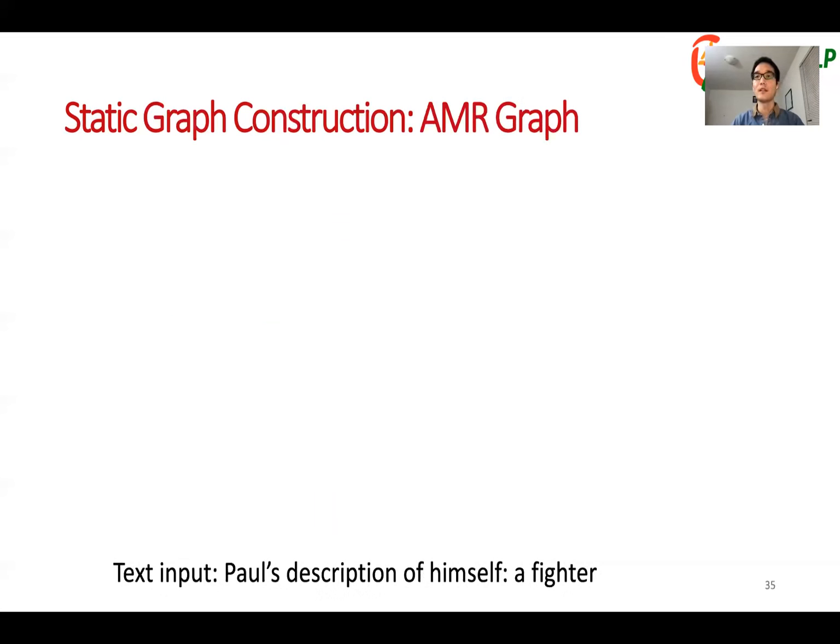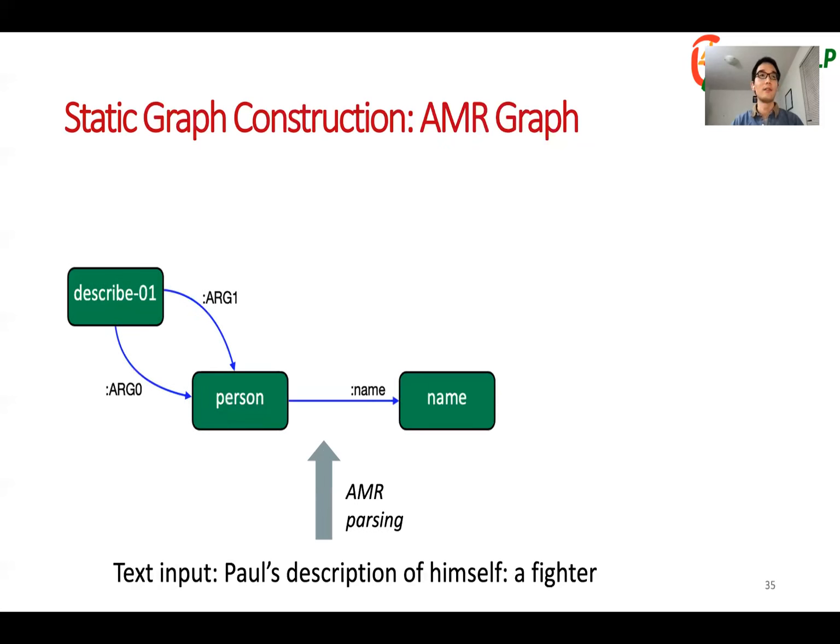AMR graphs are widely used to represent the high-level semantic relations between abstract concepts of text. Different sentences that are semantically similar may share the same AMR graph. Given a sentence, "Paul's description of himself: a fighter", one can apply AMR parsing tools to convert it to a graph.